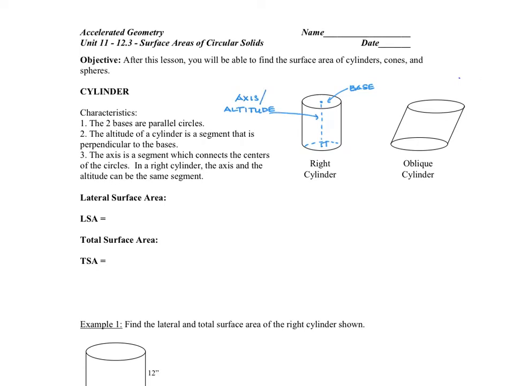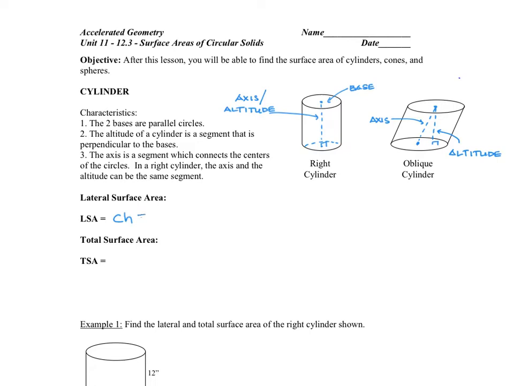In an oblique cylinder, the axis connects the centers of the circles, but the altitude is still the perpendicular distance between the bases. To find the lateral surface area of a cylinder, it's very much like finding the lateral surface area of a prism. You need the perimeter of the base times the height of the cylinder. But in this case, the perimeter has a special name, and that's the circumference.